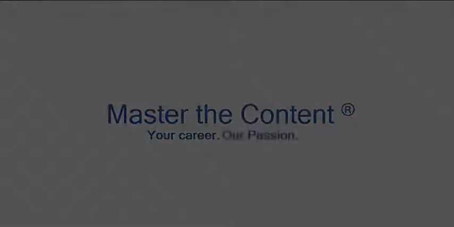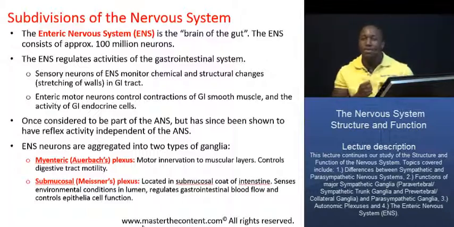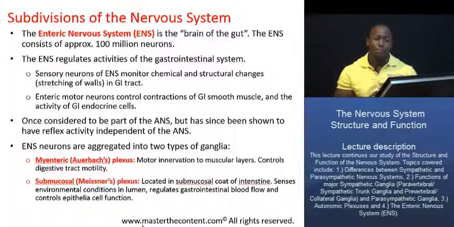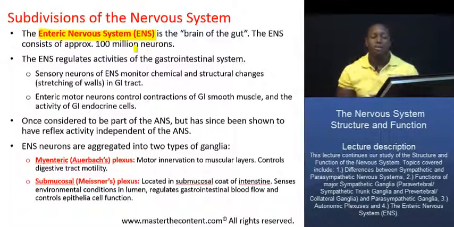Your career, our passion. We're going to look at the enteric nervous system. Now remember, when I introduced this part of the nervous system at the beginning of the lecture, I actually separated it from the peripheral nervous system. Because most of the functions mediated by the enteric nervous system are unconscious or under involuntary control, you might think that the ENS would fall under the peripheral nervous system. But that actually isn't the case.